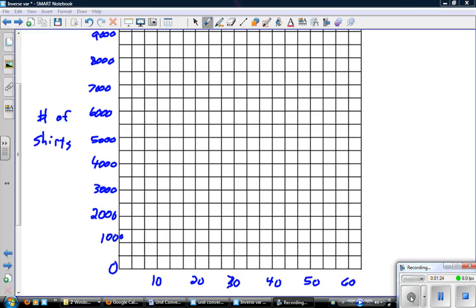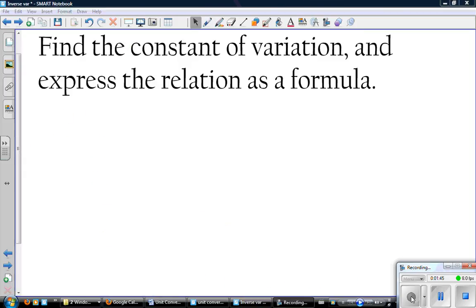All right, so now that we have an appropriate scale, we can plot all of those points that we saw and then get the line of best fit. So there are the points on the graph. Now we join them with a line. Now, find the constant of variation and express the relation as a formula.